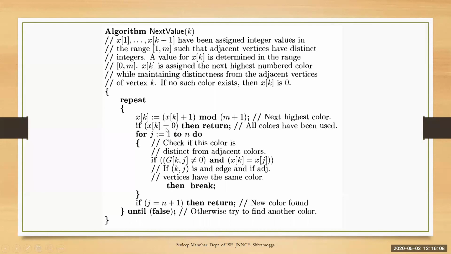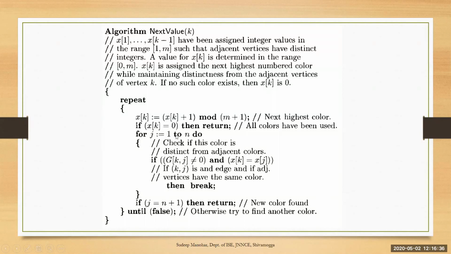If x of k has reached the maximum color, and x of k has become 0 after doing the modulus, then just return. It tells that all colors have been used. There is no choice further. Now x of k is 1 in this example. Initially it was 0, and 0 is incremented to 1. So that means vertex number 1 can be colored with 1.